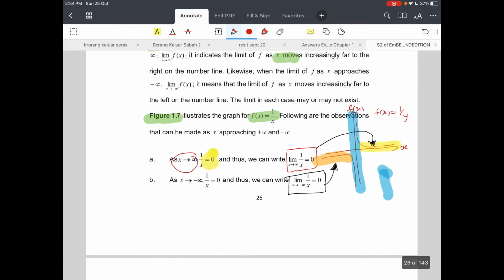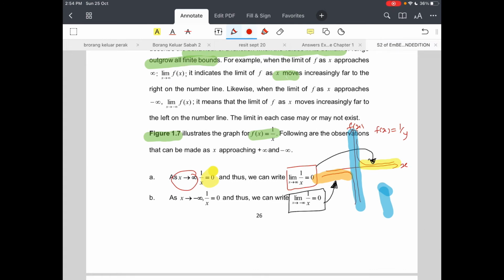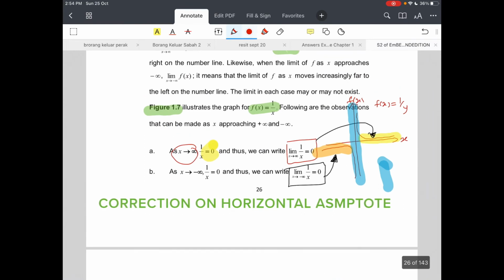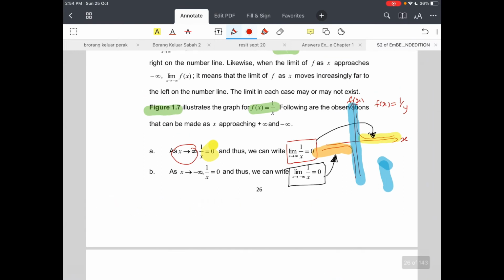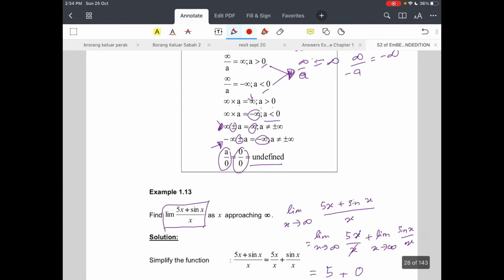Our horizontal asymptote is actually at this point, not the blue one. The blue one is wrong. I'm sorry for making you confused, because I'm also not feeling very well. So this one is actually y equals 0. This is the horizontal asymptote. Sorry for that guys, don't get angry.